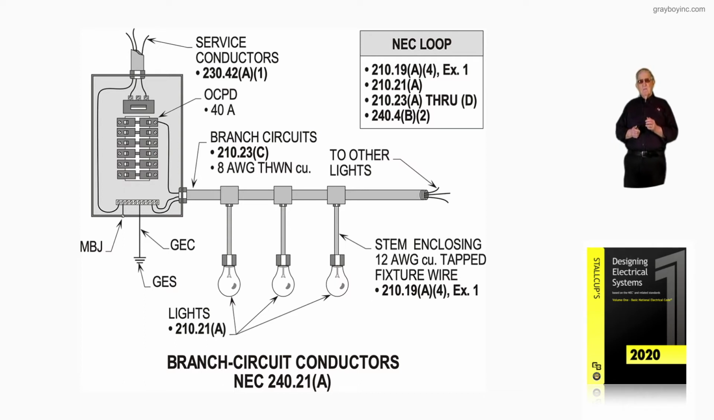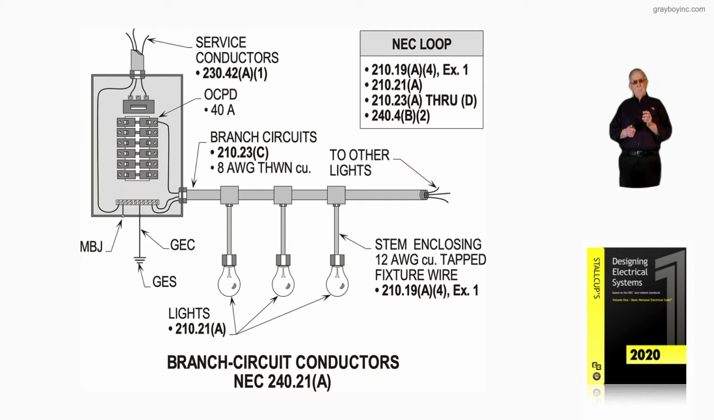Now, when we review branch circuits in 240.21A, notice the lamps in 210.21A. We are tapping to each one of these HID safe fixtures, and say they're 1,000 watt. And number 12 wire is tapped to the fixtures as permitted in 210.19A4, exception 1. Then notice we have number 8 conductors for the branch circuit protected with a 40 amp device.